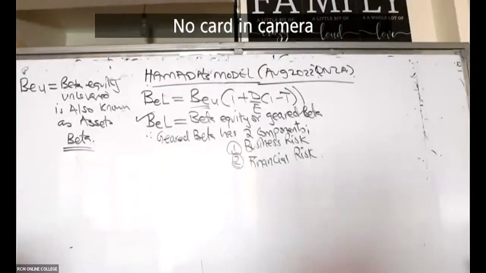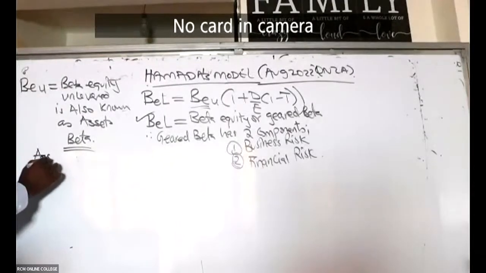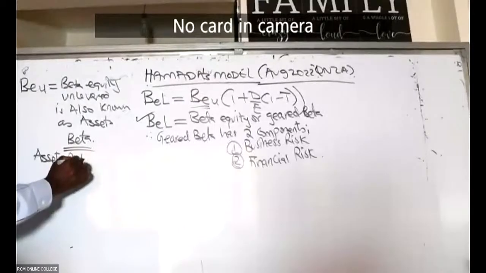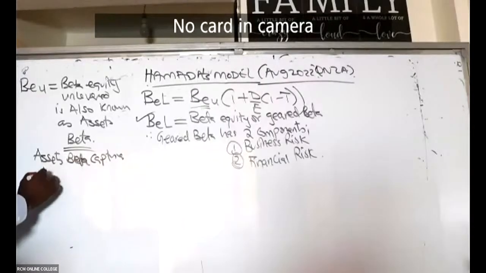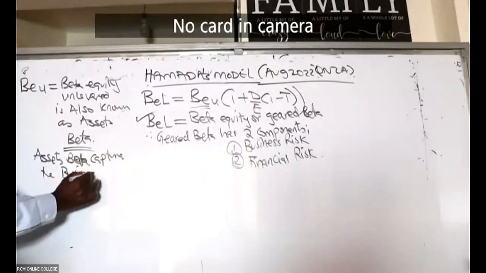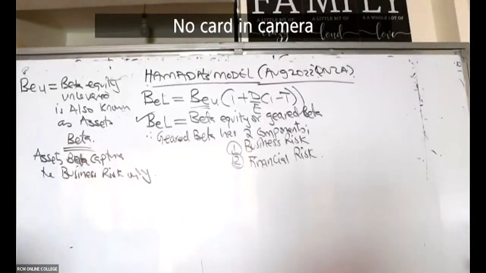In this case, ladies and gentlemen, this assets beta has only business risk within it. Assets beta captures the business risk. The business risk only. It doesn't have any financial risk within it. You know, financial risk means debt. When it's unlevered, there's no debt. When it's levered, it has both components, business risk and the debt component, the financial risk component.